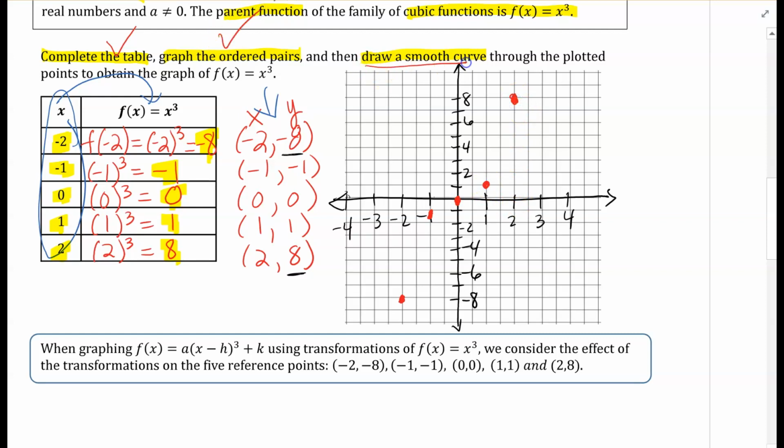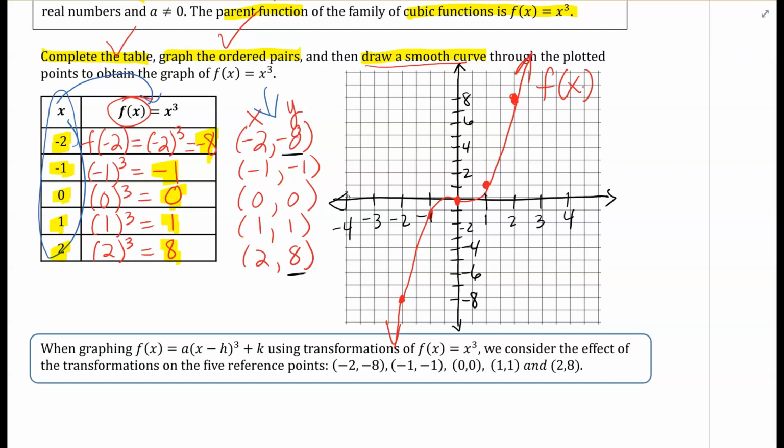Now I have to draw a smooth curve through the plotted points. I usually just graph from left to right, but as long as you graph them, that's fine. Connect the dots, okay? I like to start from the left side and connect it to the right. And then you always want to label your function. My function was f of x, so I'm going to label my function as f of x, okay?